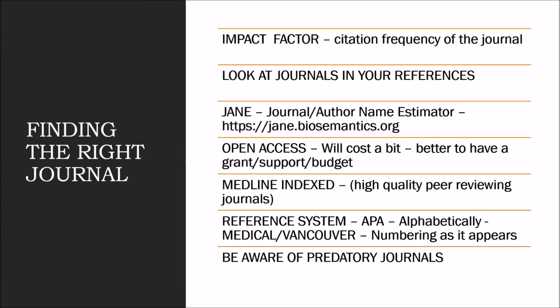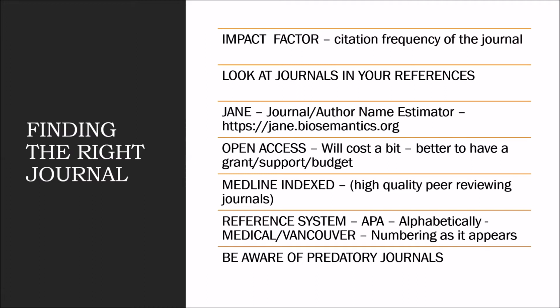Then you have to decide what reference system you want to use. Most of our projects use the American Psychological Association, the APA alphabetical order. But as we are clinical, most of, I would say, in my experience, it is half and half. Half of our published journals are in the APA, and the other half are in the medical or Vancouver system that uses numbers as they appear. So the first reference is number 1, and they go on from there.